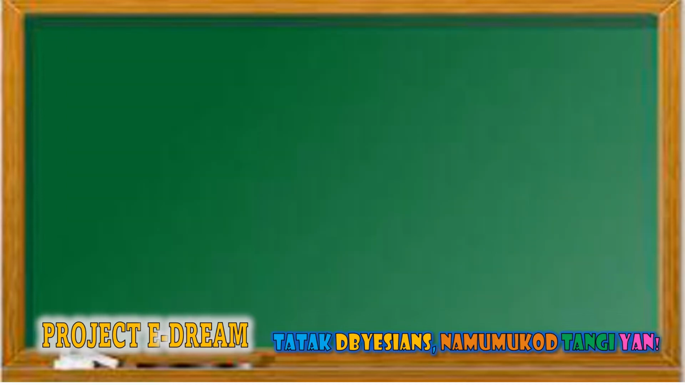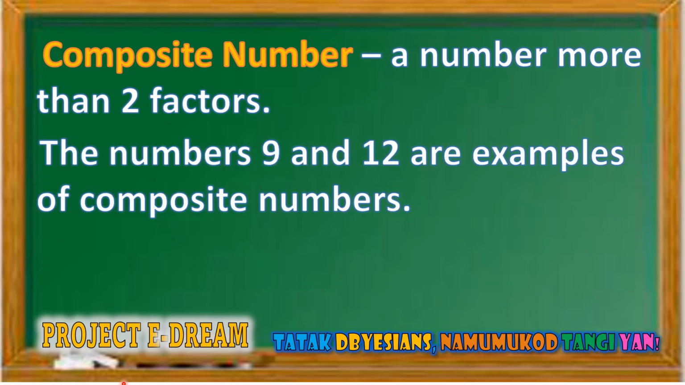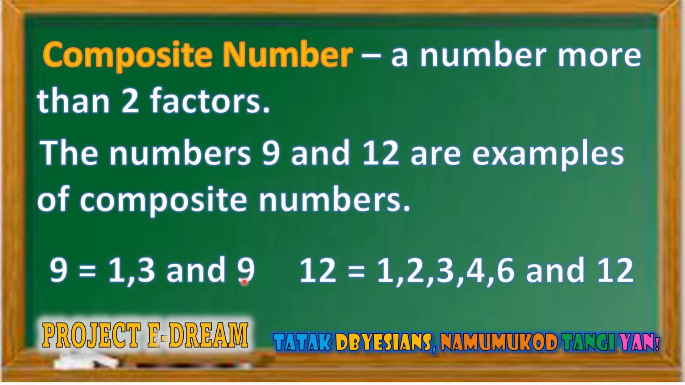How about a composite number? A composite number, a number with more than 2 factors. The numbers 9 and 12 are examples of composite numbers. The factors of 9 are 1, 3, and 9. And the factors of 12 are 1, 2, 3, 4, 6, and 12.